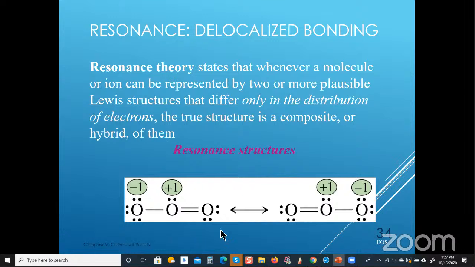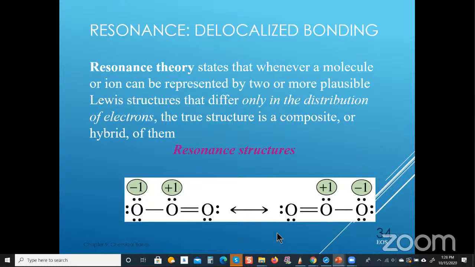Wherever you see the single bond in one, you're going to see a double bond in the other, and vice versa. Also, this oxygen, which has a negative charge, has no charge in the other structure, and the opposite is true for this oxygen. It had no charge here, and has a negative charge here.